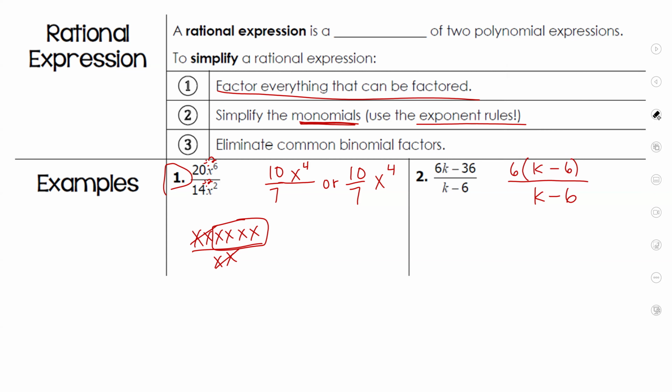Okay, and right here it says eliminate common binomial factors. That cancels with this. So your answer is just 6. So today we're just simplifying these rational expressions by either using exponent rules or by factoring.